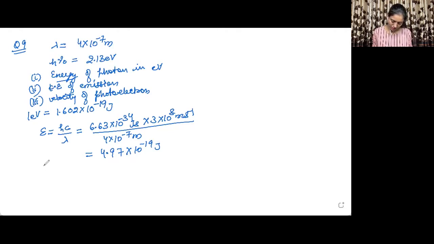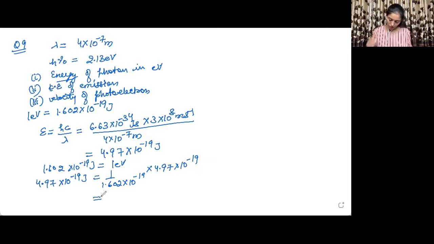So 1.602 into 10 raised to the power minus 19 joule is equal to 1 electron volt. Therefore, 4.97 into 10 raised to the power minus 19 joule will be equal to 1 upon 1.602 into 10 raised to the power minus 19 into 4.97 into 10 raised to the power minus 19. So 1 divided by 1.602 multiplied by 4.97 will be equal to 3.102 electron volt. So this is the energy in electron volt.